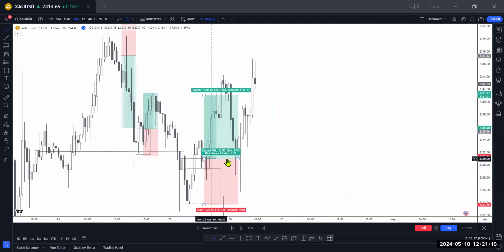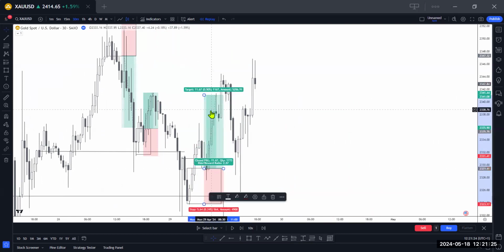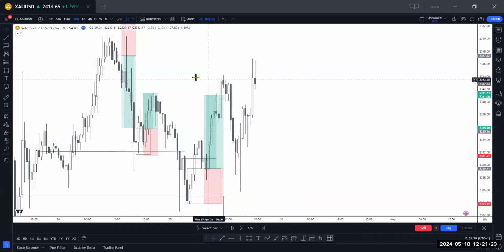See that, guys? See that taps? In fact, it came to our engulfing. You see, it came to our engulfing, and then easy, give us 100 pips, and we're done. Okay, we're done.